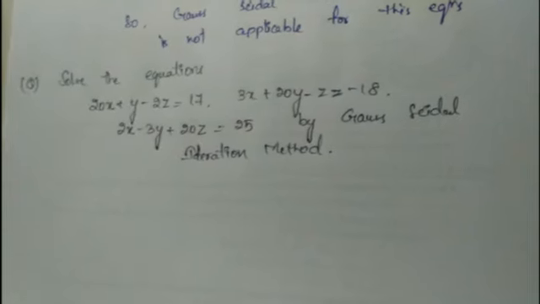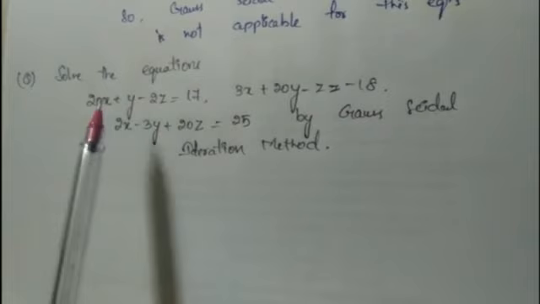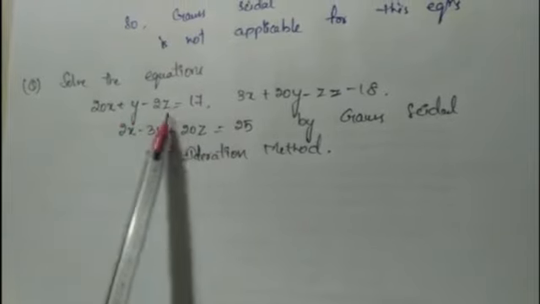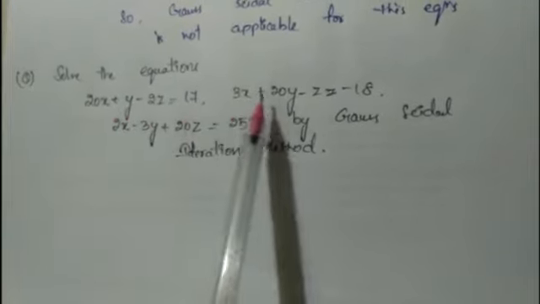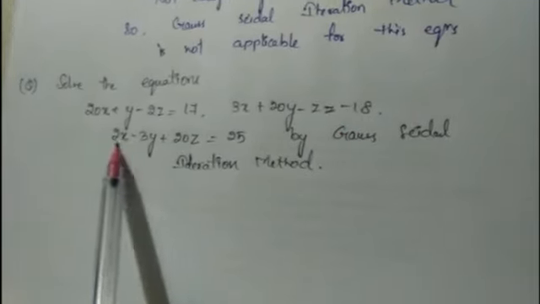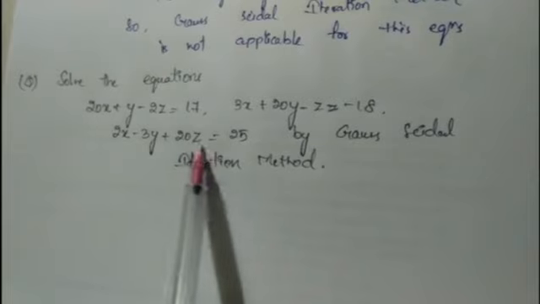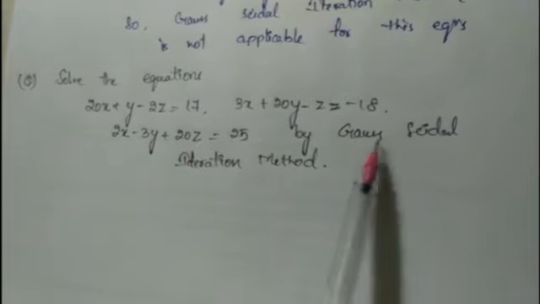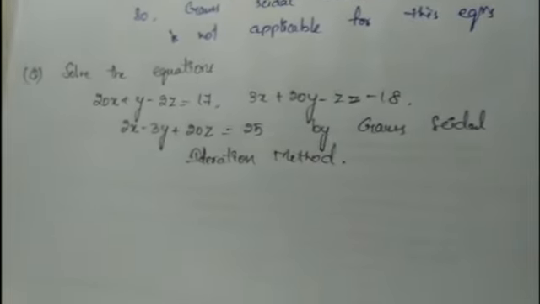Here we go with another problem. Solve the equations 20x + y - 2z = 17, 3x + 20y - z = -18, 2x - 3y + 20z = 25 by using the Gauss Seidel iteration method.